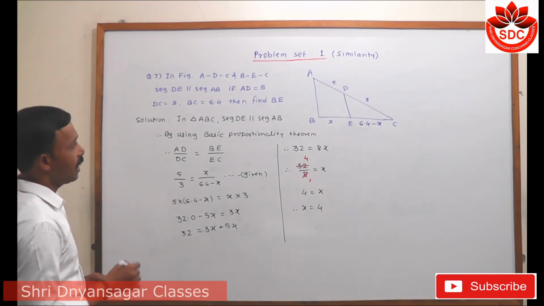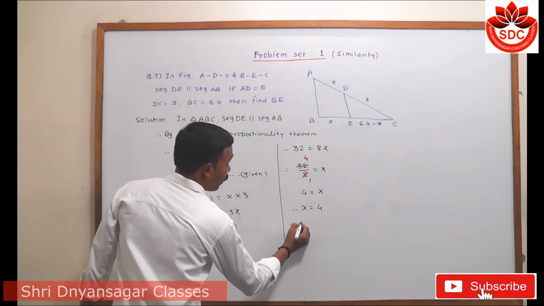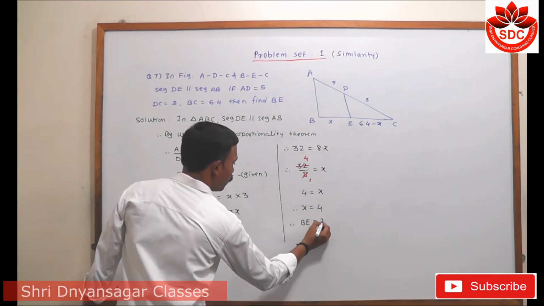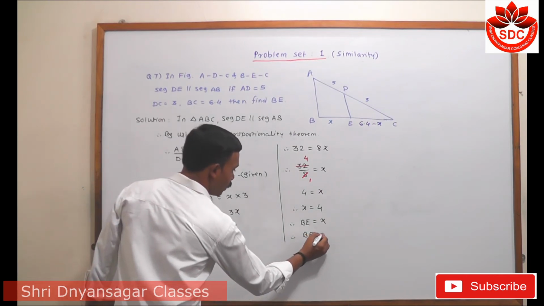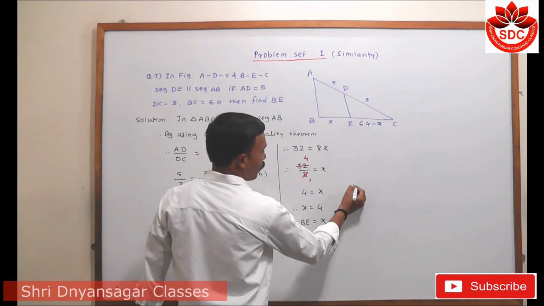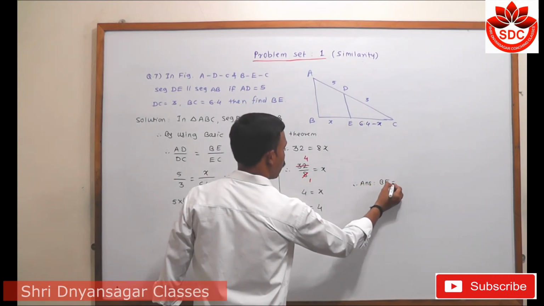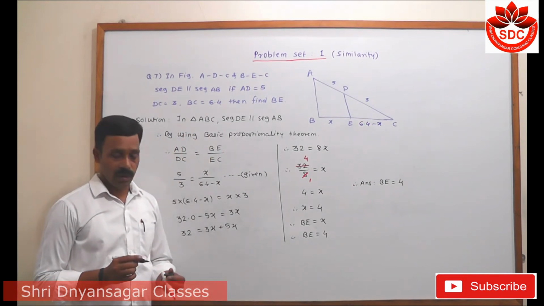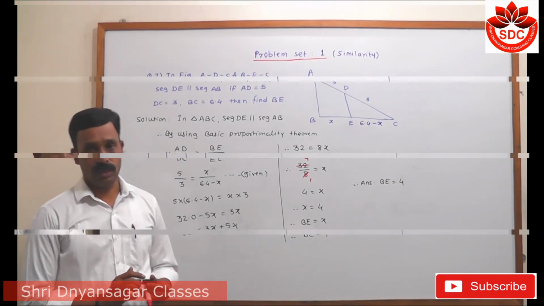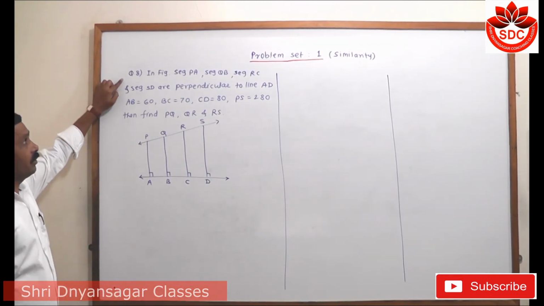And the question asks to find out the value of b. Therefore, here b is equal to x. Therefore, b is equal to 4. Therefore, the answer is the value of b is equal to 4. Can you understand this question number 7? Okay, then take the next question. Okay, student, the next question, question number 8.